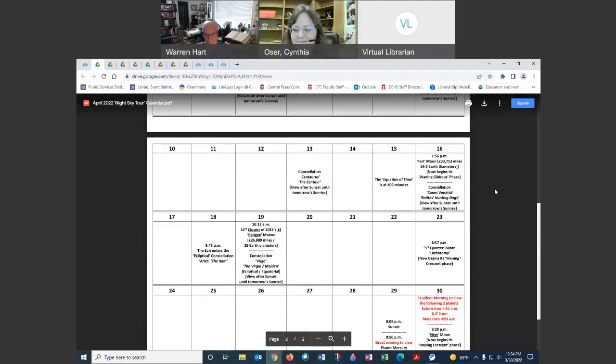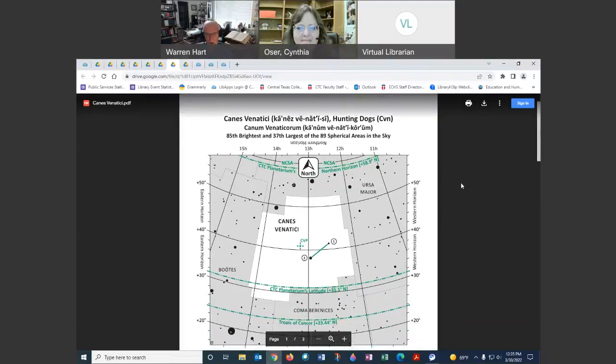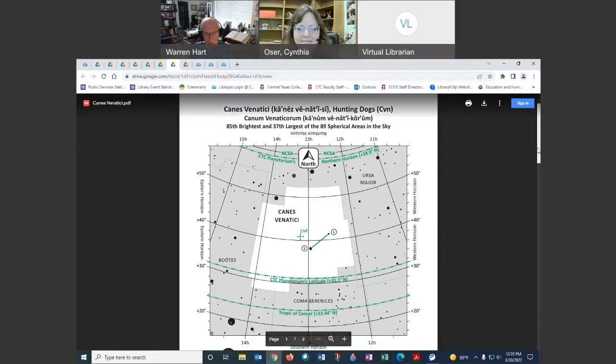Now, we also have another constellation called Canis Venatici, and it's Bootes' hunting dog. So let's go to its picture. There they are. Now we have a number of lines on here that I'll point out to you.